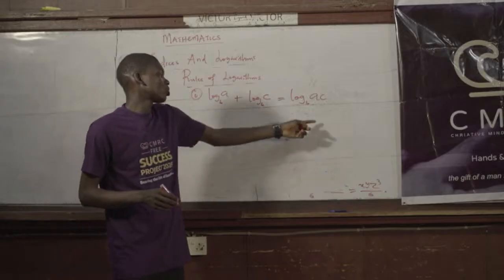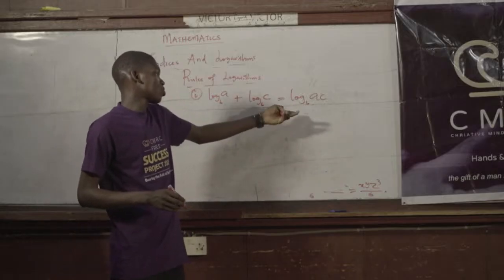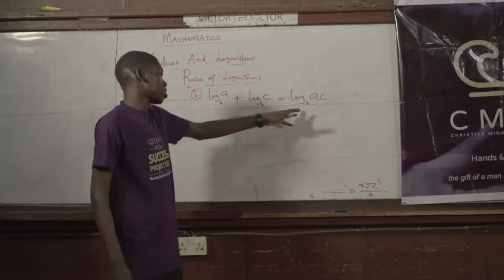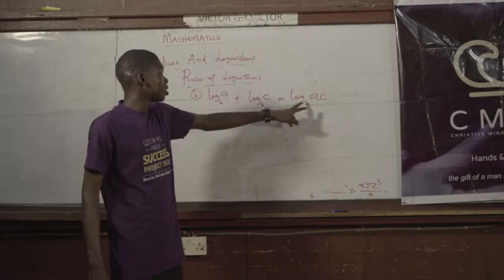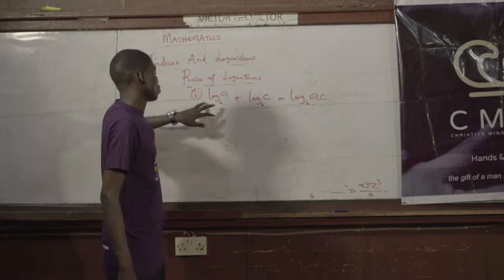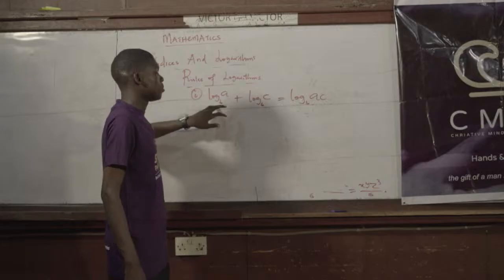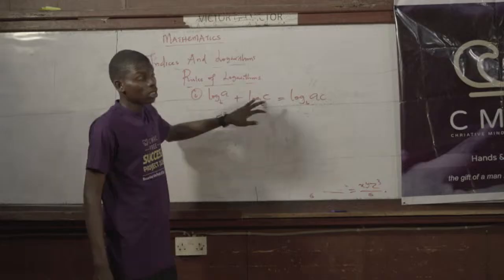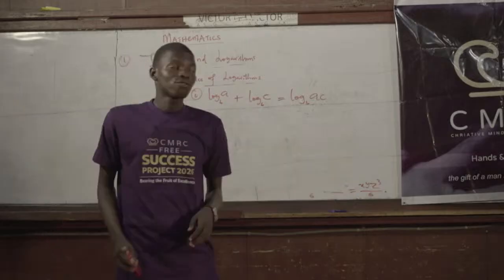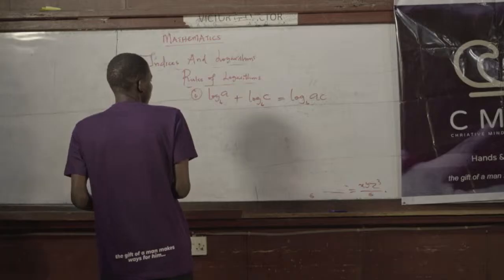So far there is an equal sign between them. That is, if you want to simplify log AC base B, it also simply means log A base B plus log C base B. All right, that is the first rule. Let's talk about the second rule also.